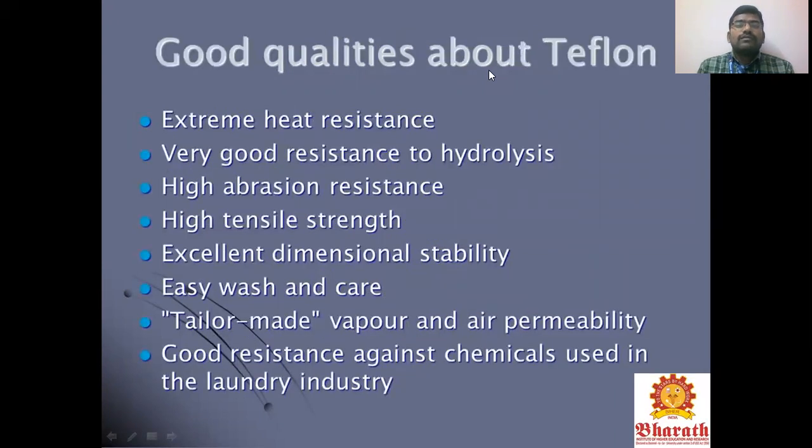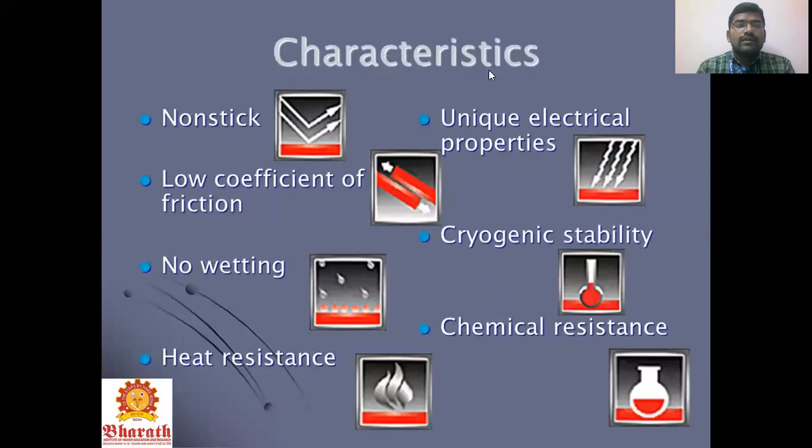Good qualities of Teflon: extreme heat resistance, very good resistance to hydrolysis, high abrasion resistance, high tensile strength, excellent dimensional stability, and easy wash and care. It also has low permeability to vapor or air, and good resistance against the chemicals used in the laundry industry. The characteristics of Teflon are: non-stick, unique electrical properties, low coefficient of friction, no wetting, cryogenic stability, heat resistance, and chemical resistance.